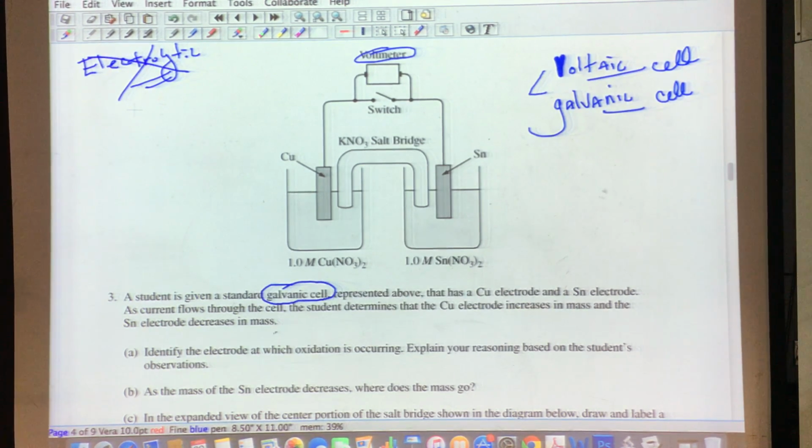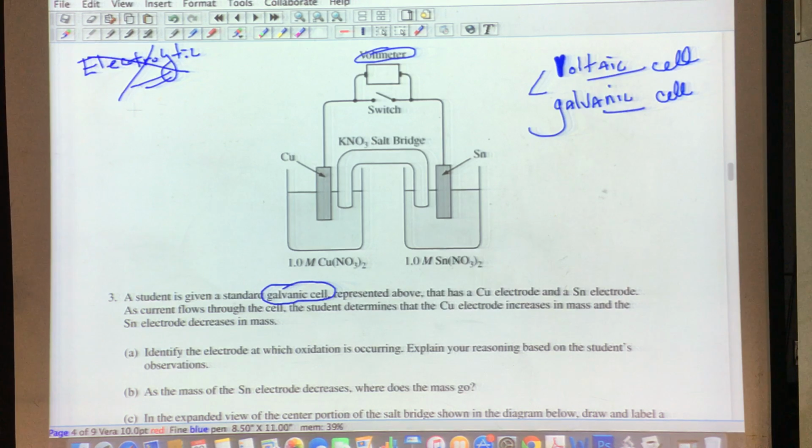Okay, as current flows through the cell, the student determines the copper electrode increases in mass and the tin electrode decreases in mass. Remember, you guys do not have reduction potential tables anymore. I don't agree with it, but that's what they're doing. If you didn't have these hints, you wouldn't know who was oxidizing and who was reducing, unless you went to the table and saw who had the greatest oxidation potential.